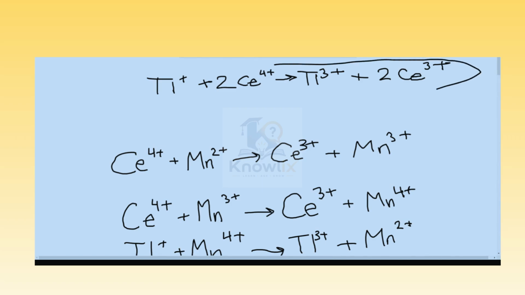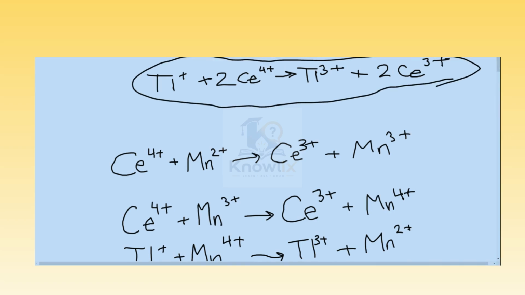Hello, so today we're going to be looking at this reaction right here. Thallium is being oxidized and cerium is being reduced. This reaction is fairly slow though. It's pretty slow under normal conditions.